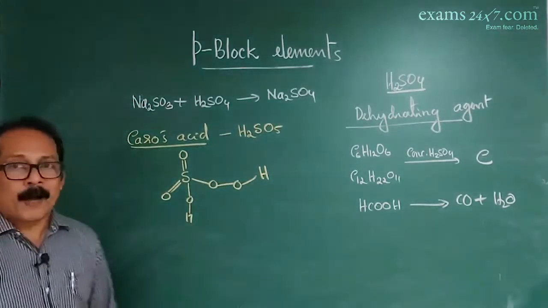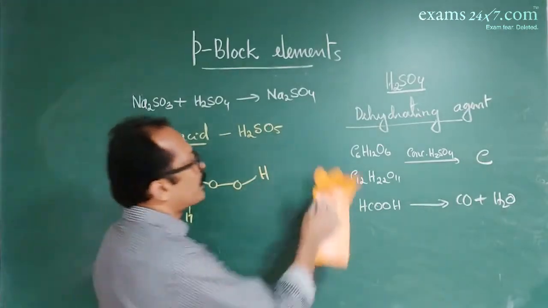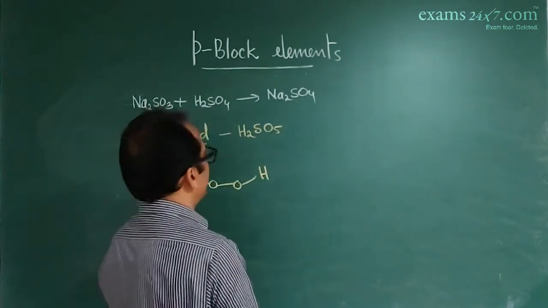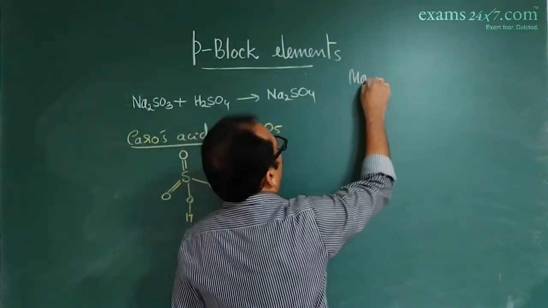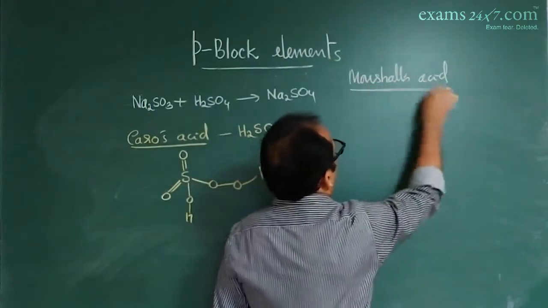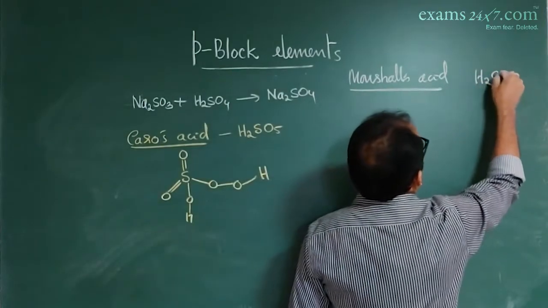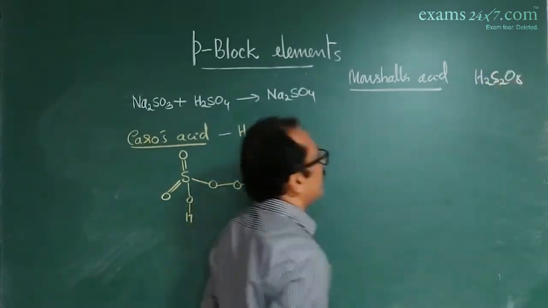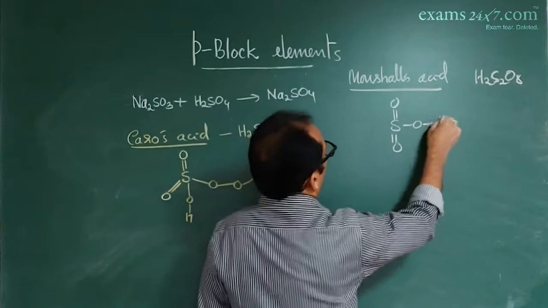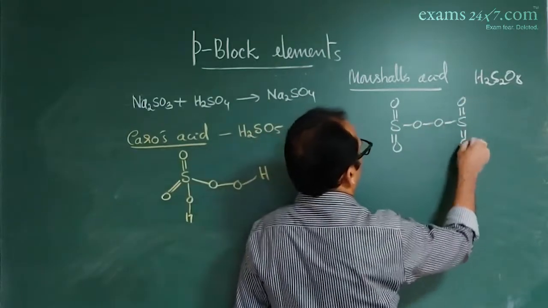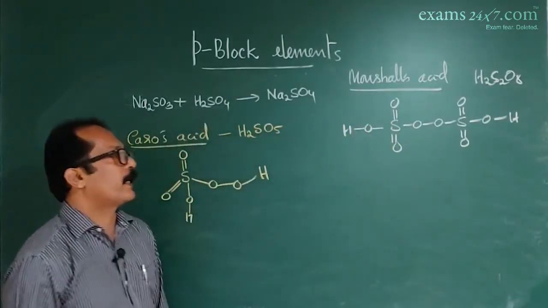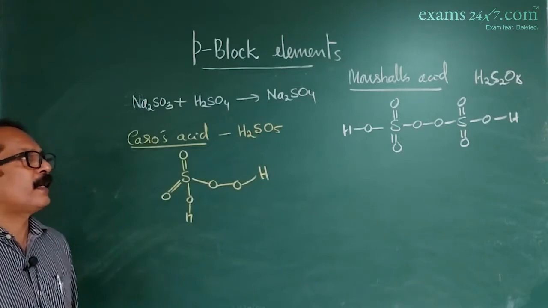Now, next about Marshall's acid. Peroxydisulfuric acid is called as Marshall's acid. Peroxydisulfuric acid, H2S2O8. Now, I'll write the structure like this. Peroxydisulfuric acid is nothing but Marshall's acid.